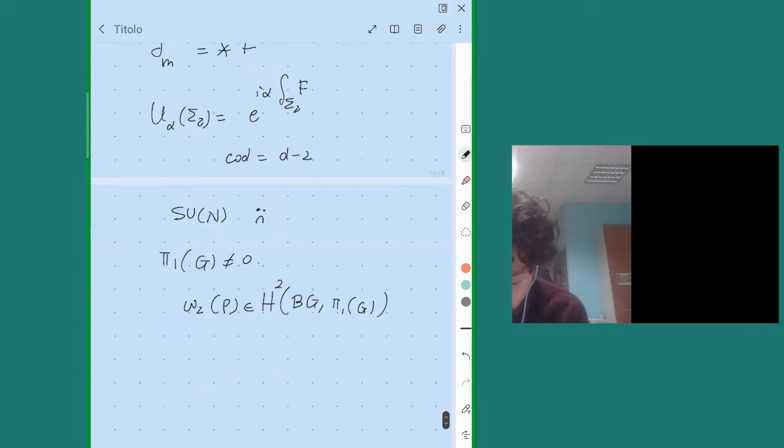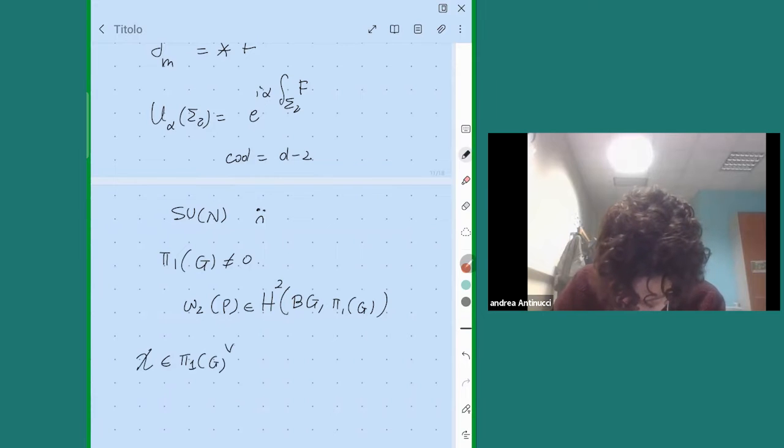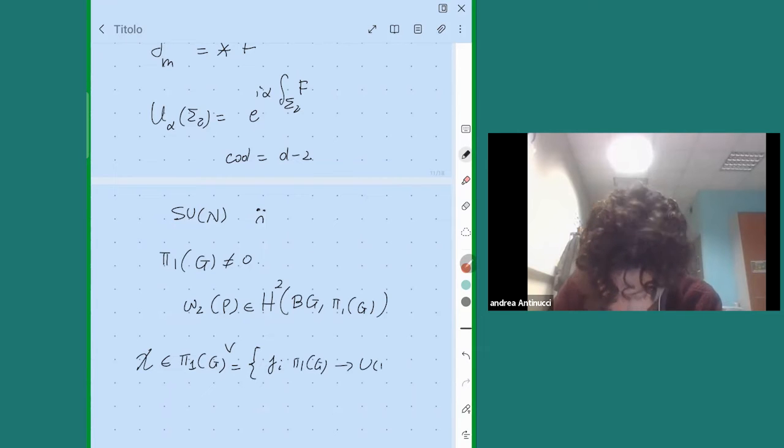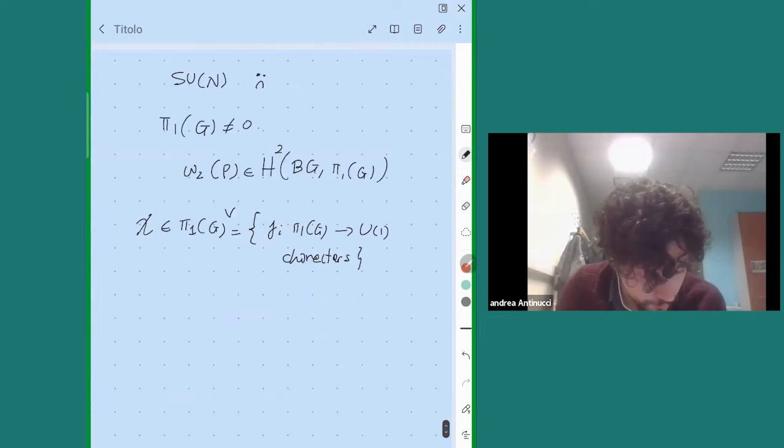And since this is a characteristic class, you can construct a topological operator in this way. You take a certain representation chi of π1. The symbol means that this is the group of functions from π1 to U(1), which are characters. So these are just representations of the fundamental group.